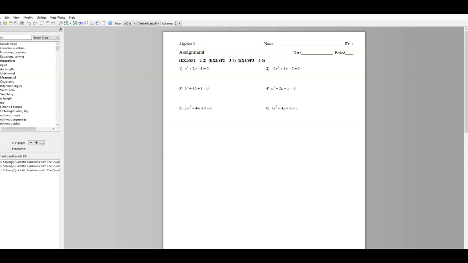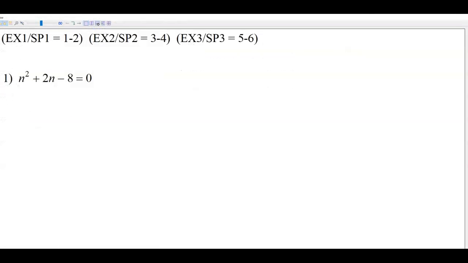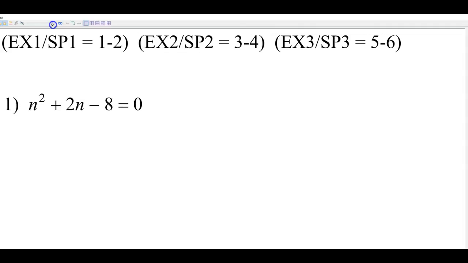Let's go ahead and begin with our first example here. So this is not printed for you, so please go ahead and take a moment and write that down. It is still recording, yeah.